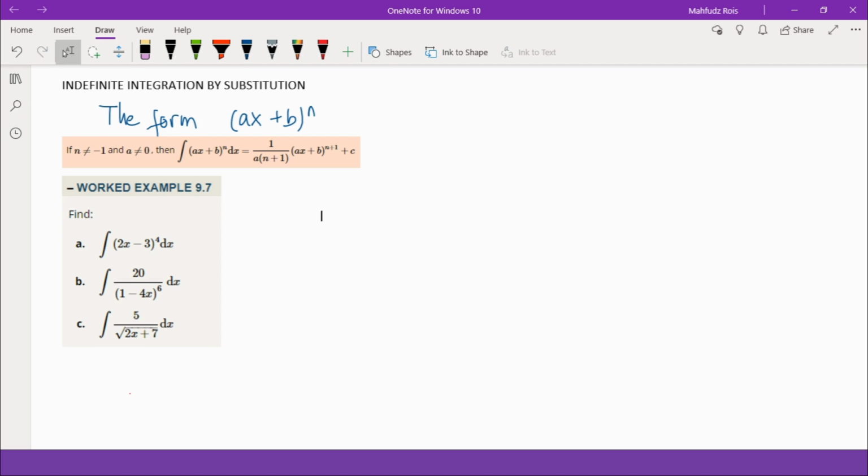I mean, here firstly we have the forms of (ax + b) to the n power, and then we are going to use the first application formula of the integration of the forms (ax + b) to the n power, which is already written here as 1 over a times (n + 1) times (ax + b) to the n + 1, plus c. So this is actually the formula of integration, right?